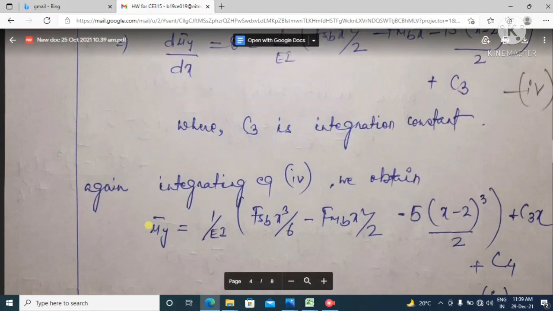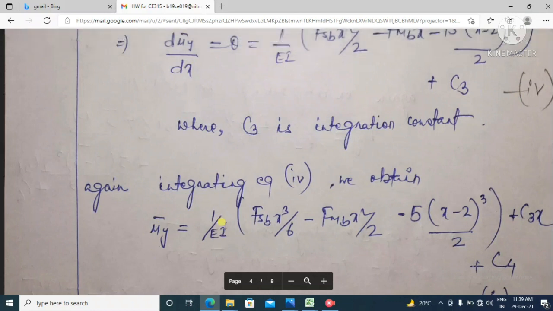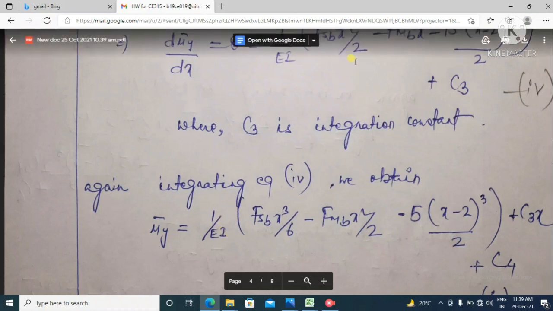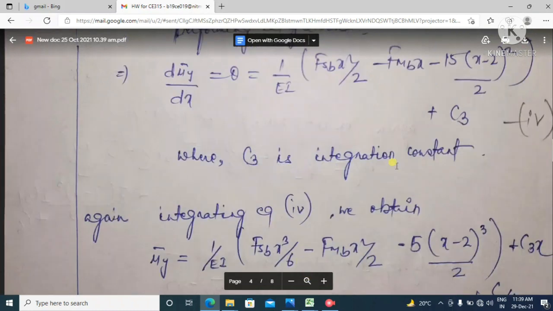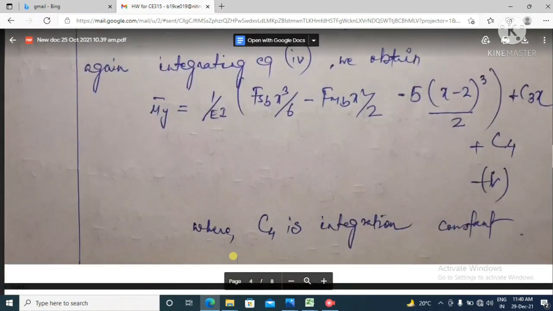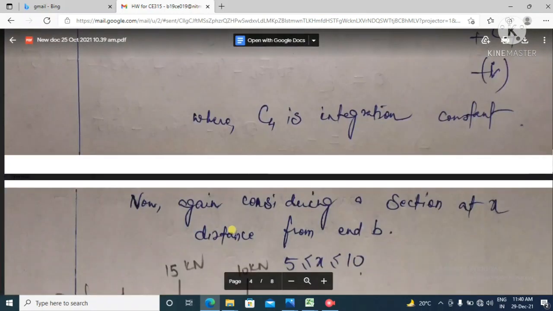I have written that also. And again performing integration on this equation, we will have y = (1/EI)[F_sb x³/6 − F_mb x²/2 − 15(x − 2)³/6 + C3 x]. And again one integration constant will come, that is C4. Again I have written here where C4 is the integration constant.